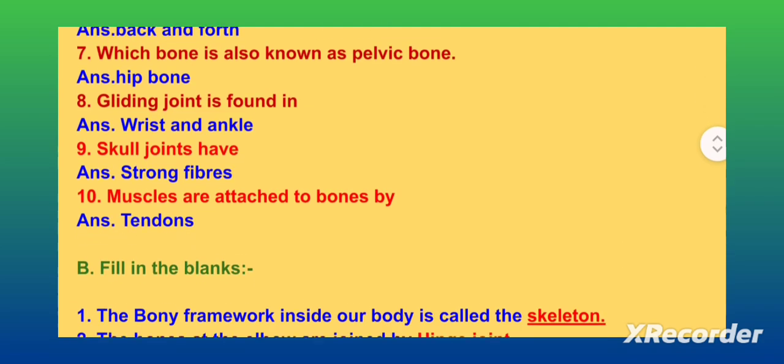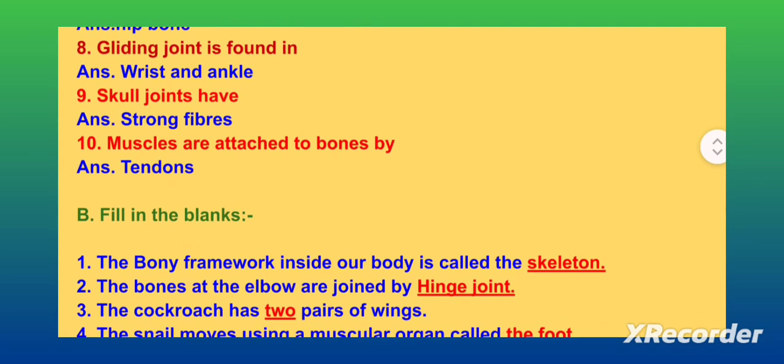Gliding joint is found in wrist and ankle. Skull joints have strong fibers. Muscles are attached to bones by tendons.